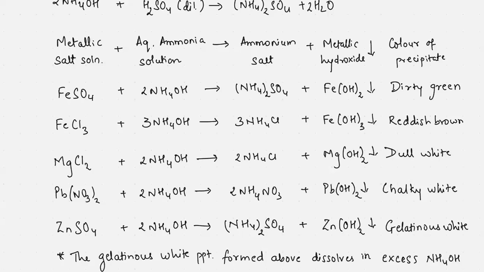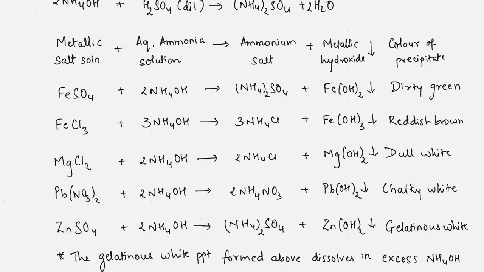So now continuing with the basic property of ammonia. Another type of reaction that can prove that ammonia is basic in nature is the reaction of aqueous solution of ammonia with solutions of certain metallic salts. It results in the formation of ammonium salt and a precipitate of metallic hydroxide.